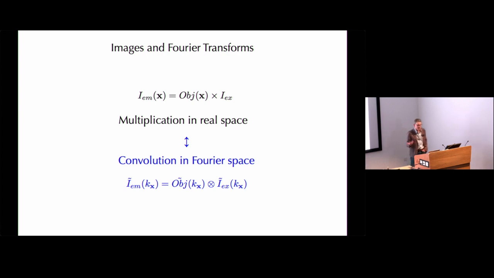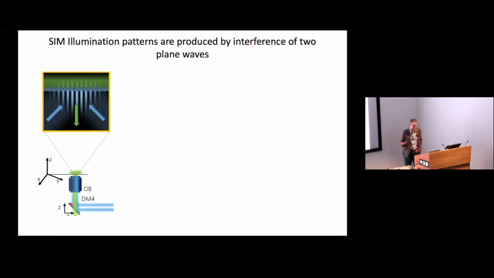We use Fourier techniques to do this. It's a deceptively simple equation. It's actually a very hard thing to do. It's mathematically not a nice problem. It's an inverse problem, and so if you deal with noise, this becomes tricky to do and computationally intensive, but it's doable. So how do we generate the patterns?